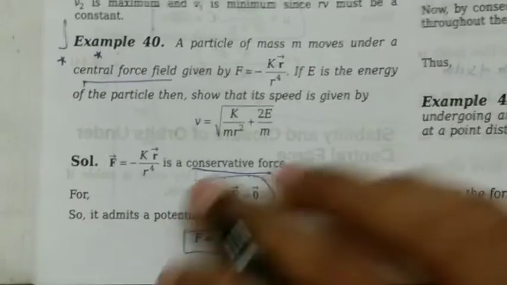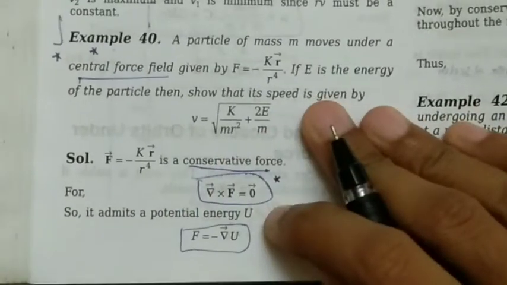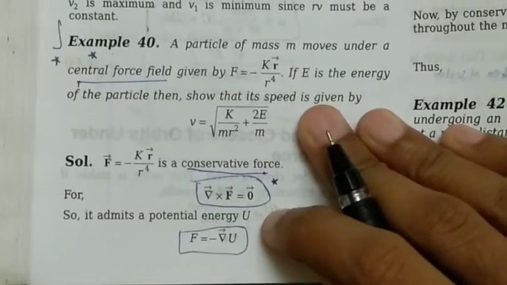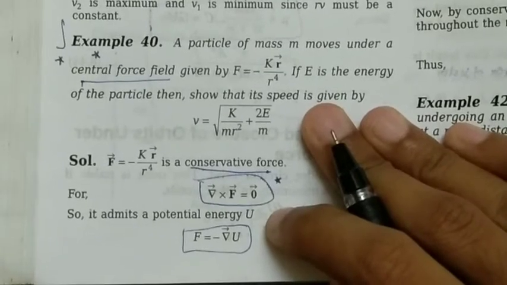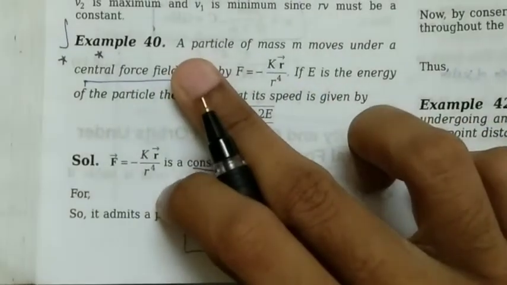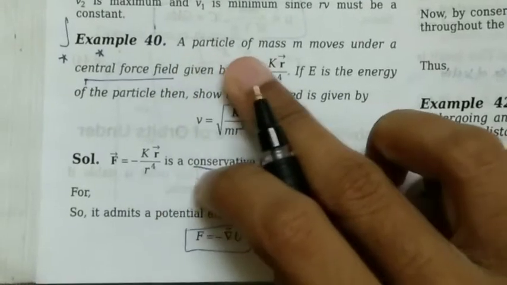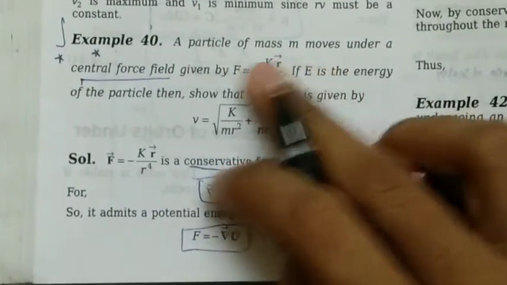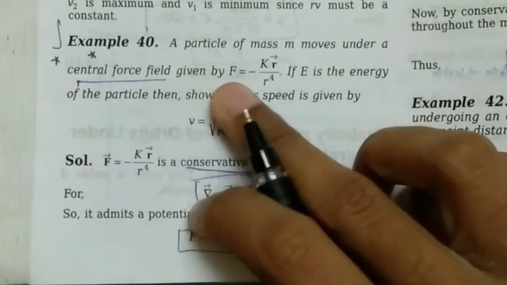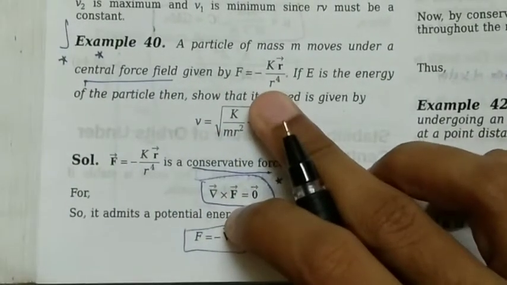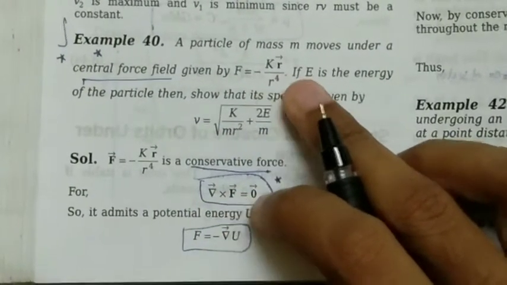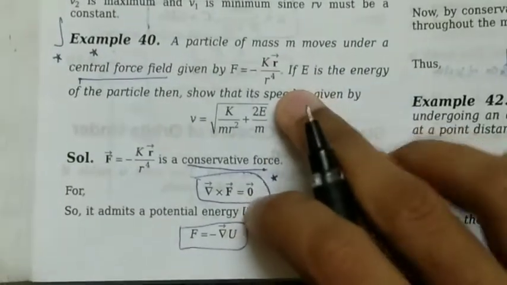So let's discuss a problem in classical mechanics from the topic Newtonian mechanics. A particle of mass m moves under a central force field given by F equals minus k by r to the power 4 r bar, that is, r bar is the position vector.